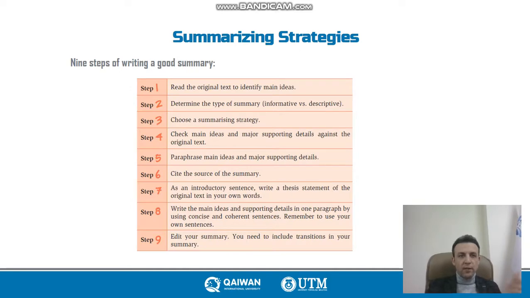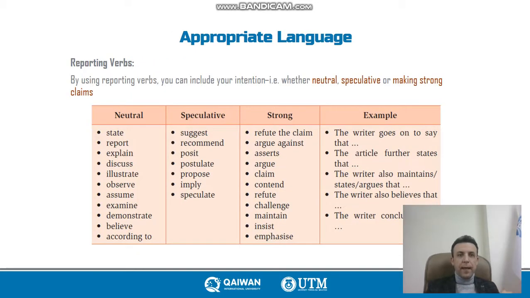Well, we have 9 steps of writing a good summary. You can go through them. These steps are the summary of what I told you about how to write a summary. And here we have some reporting verbs. You can use them. You can refer to them while you're writing a summary.